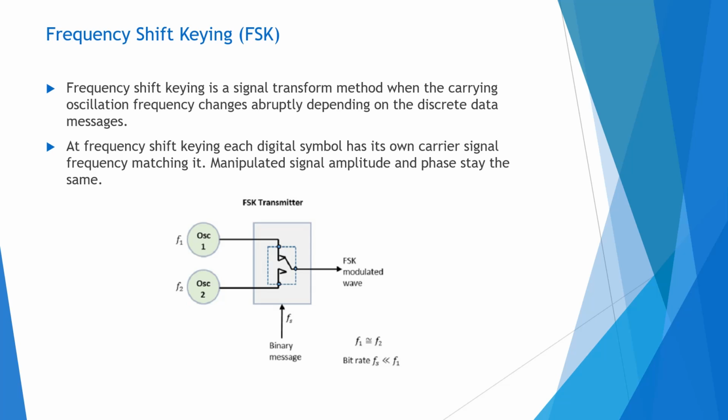In frequency shift keying, each digital symbol has its own carrier signal frequency matching it. The manipulated signal's amplitude and phase stay the same. FSK is a signal transform method where the carrying oscillation frequency changes abruptly depending on the discrete data messages. So simply, the FSK transmitter has two carrier frequencies, one high carrier frequency and another low carrier frequency, with the binary messages, that is obviously either 1 or 0 bits. Depending on that, one of the carrier frequencies will be selected and will be available at the output side.